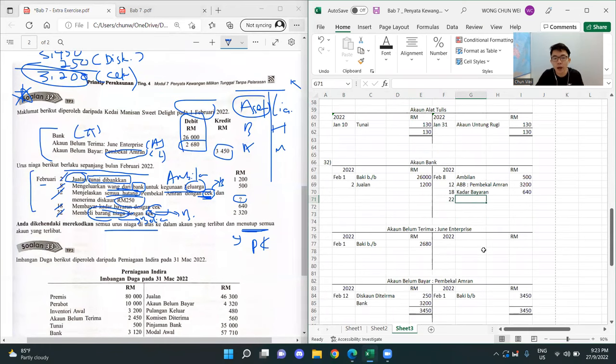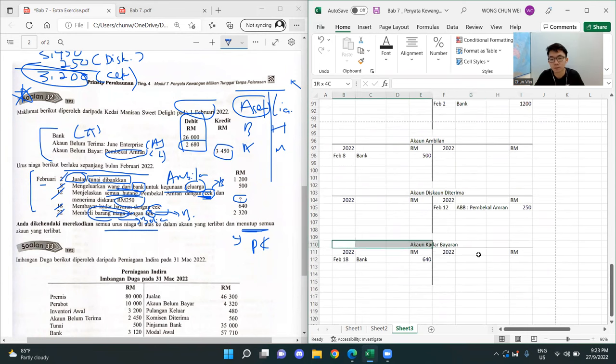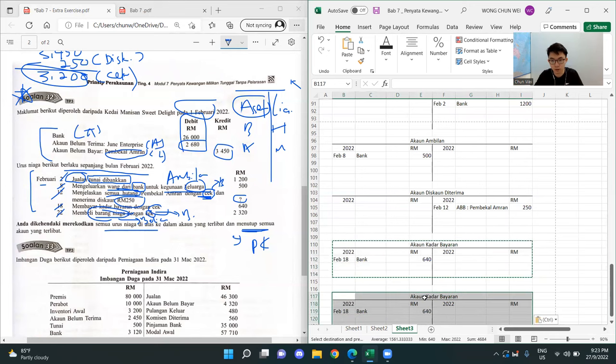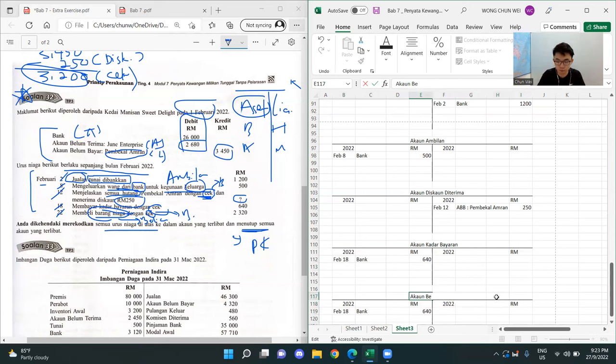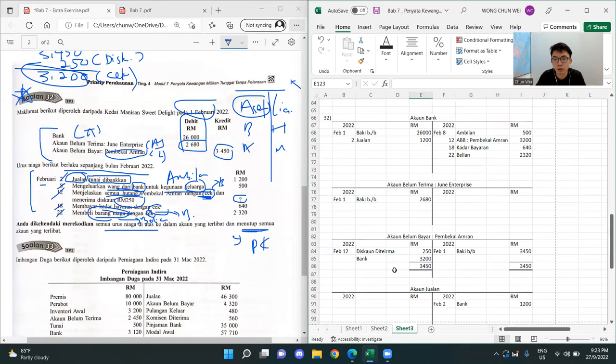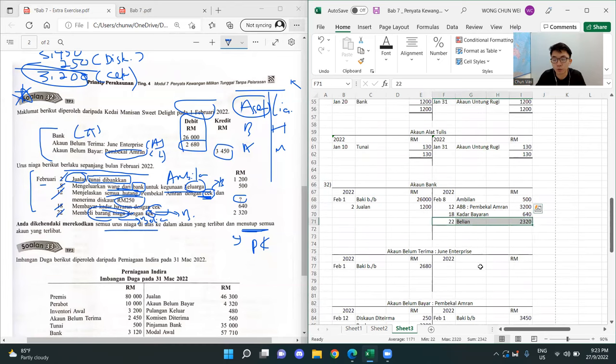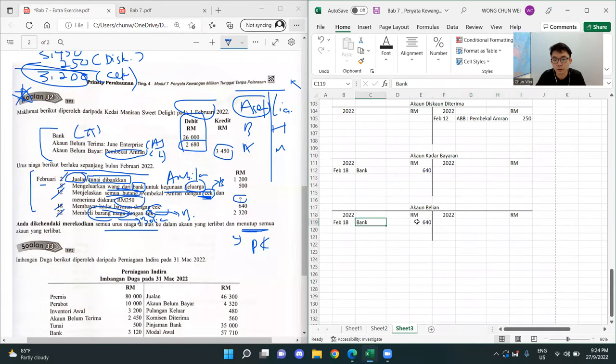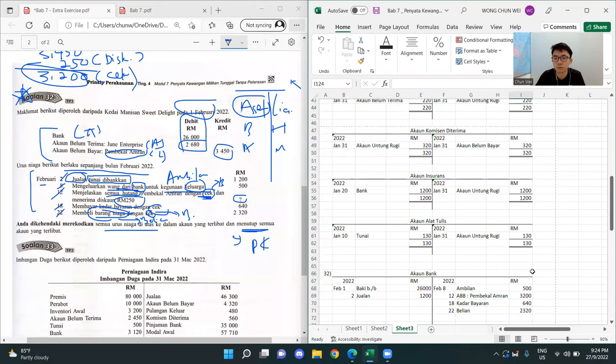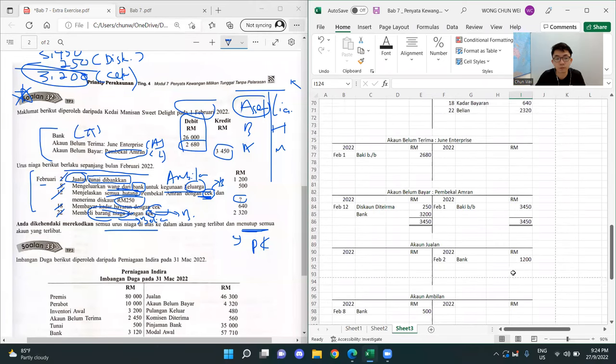On 22nd, to where you beli apa? You beli barang niaga. In accounting words, the term for account ialah account bullion. So you put bullion 2,320. So when you mention bullion, you mesti buka account bullion. Betul tak? So you credit bank, then you debit bullion 2320. So here you put bank 2320 on 22nd. Okay. So that's it on 22nd.